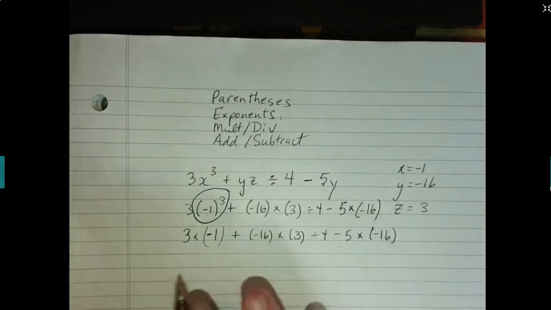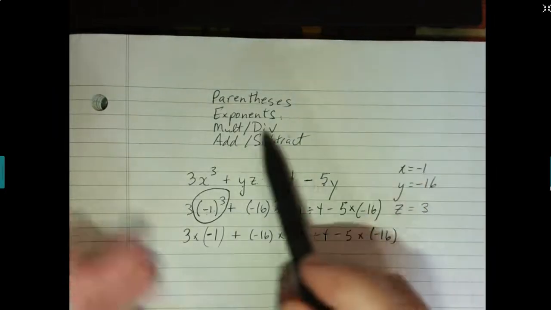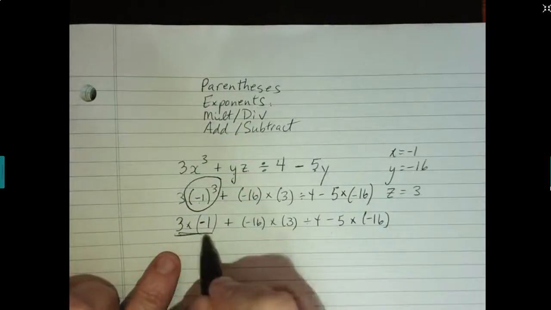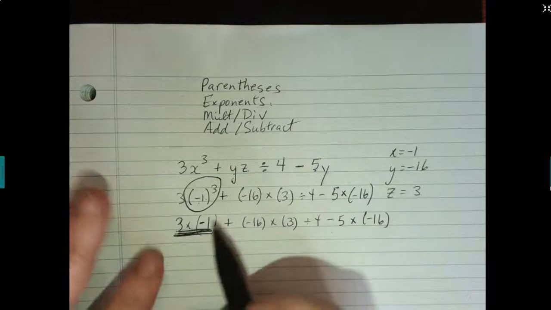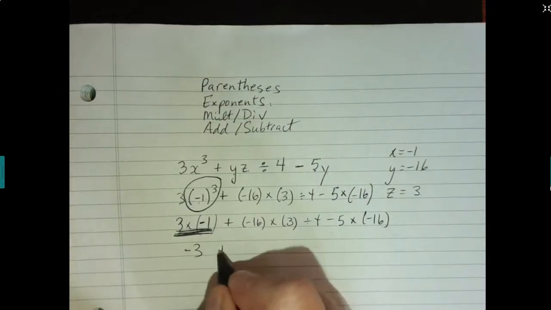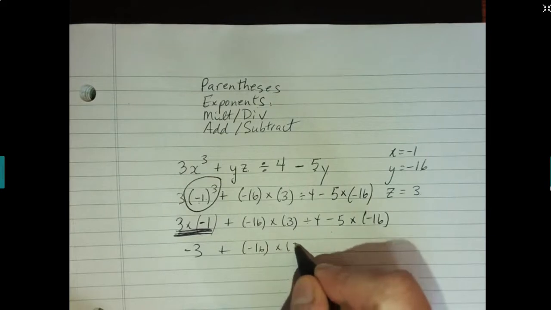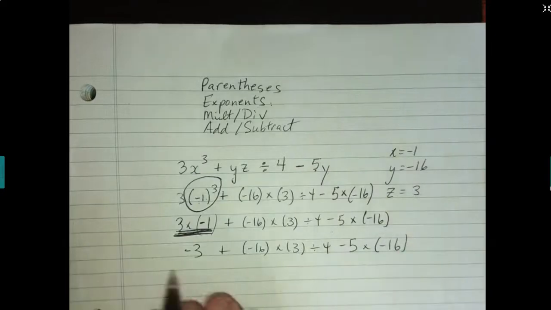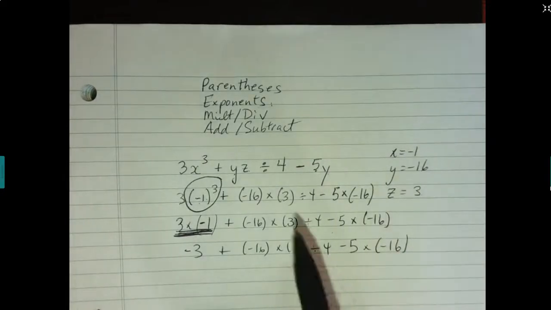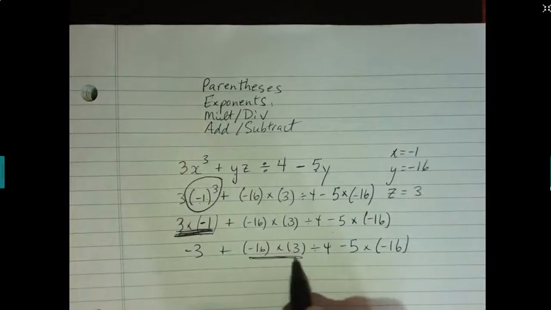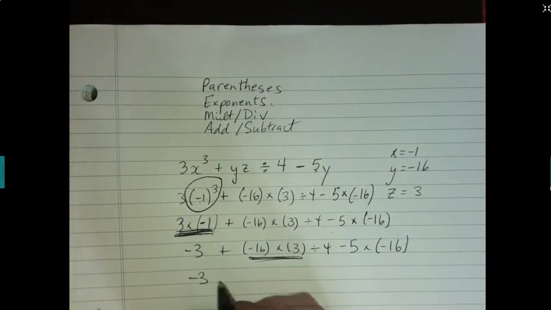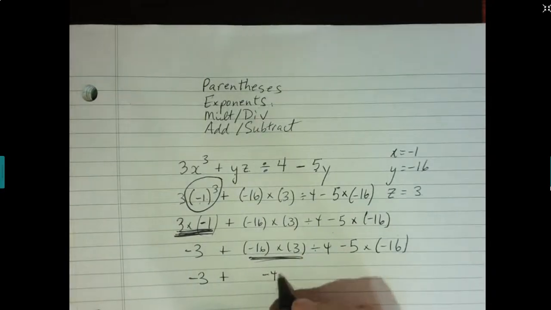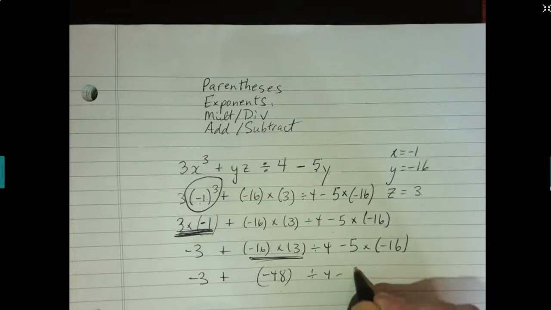Now, going left to right, I look for any more exponents. There aren't, so now I look for multiplication and division. Going from left to right, 3 times -1 is -3. Now, going from left to right, I look for multiplication or division, so this is what we must do next. And -16 times 3 is -48, and then I'm just copying the rest of it.